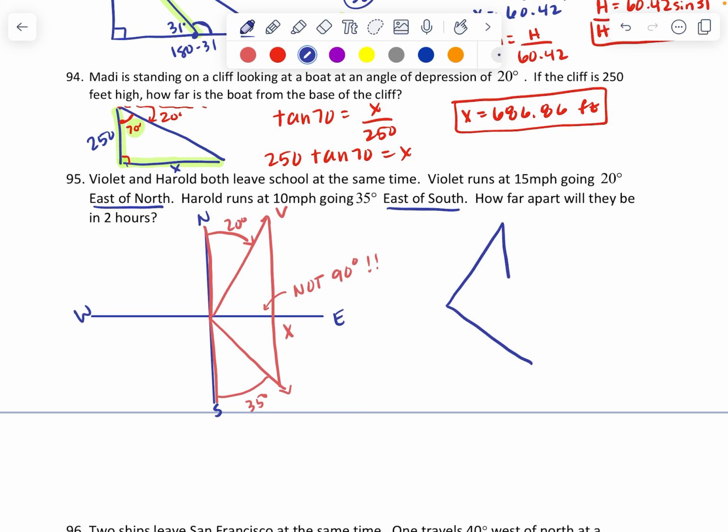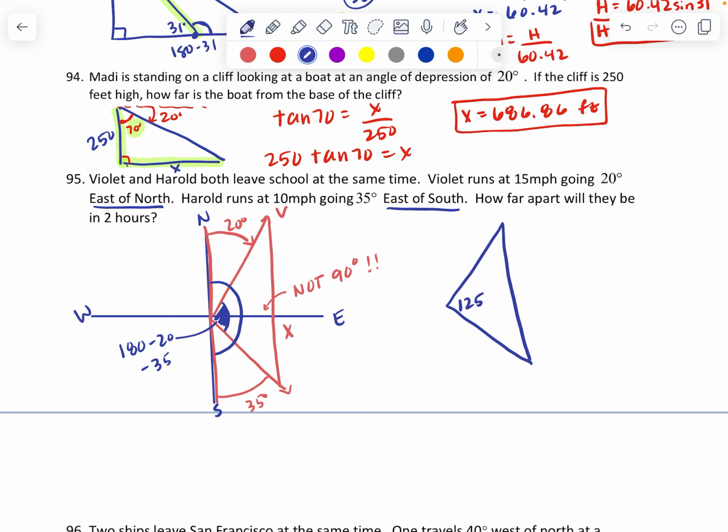And sadly, all we have is a triangle. We know nothing. Okay, so maybe I can try to find this angle here. Well, I know that all three of these have to add up to 180. So this little guy here has to be 180 minus 20 minus 35, right? So 180 minus 20 is 160. 160 minus 35 is going to be 125 degrees.